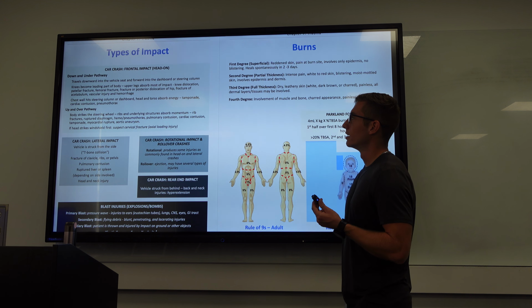Chest wall is going to hit the steering wheel column or the dashboard. Head and torso absorb the energy. So yeah, cardiac tamponade, there you go. Contusion, pneumothorax, might have issues breathing as well.